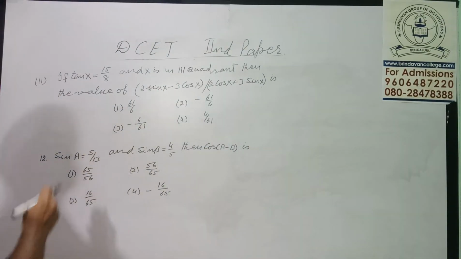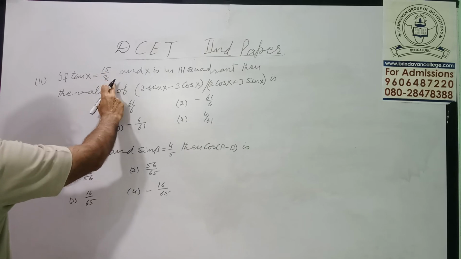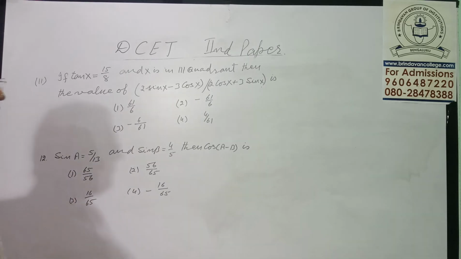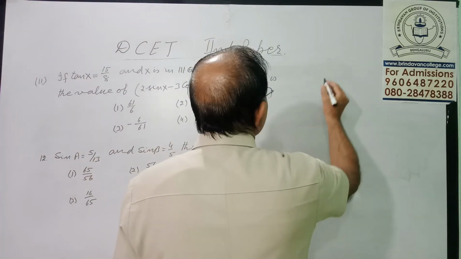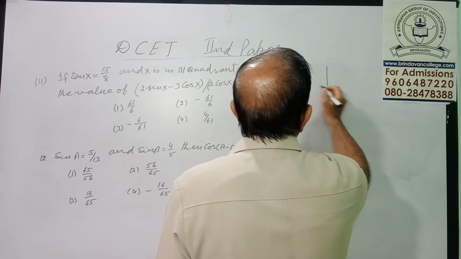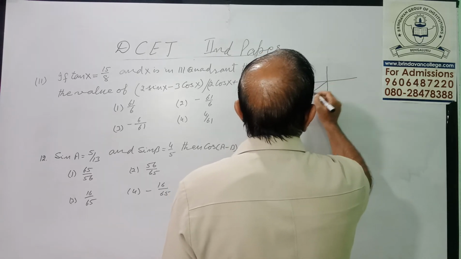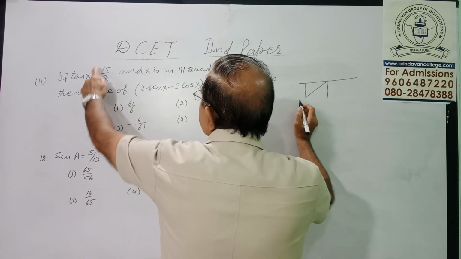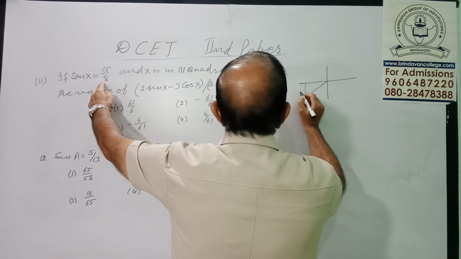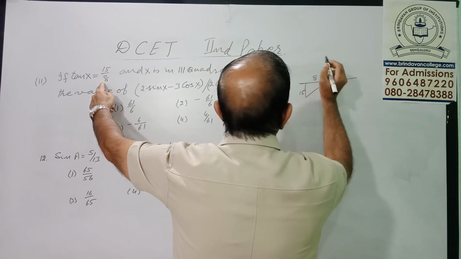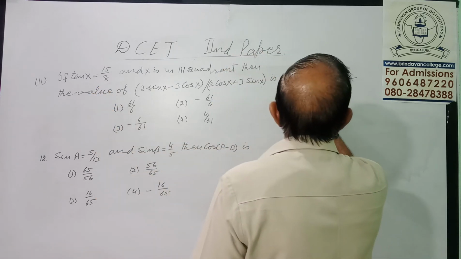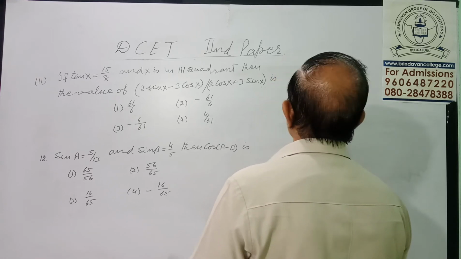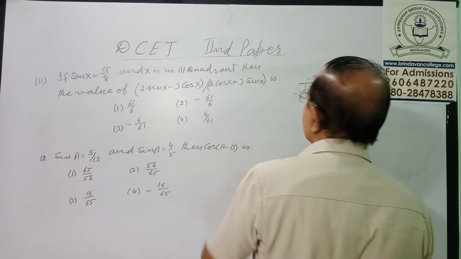Now 11th sum. tan x is given to be 15 by 8 and x is in the third quadrant, then the value of the given fraction is required. See how you will do it. Angle is given in the third quadrant, so draw here the triangle. Tan is p by b. P 15, b 8. Now 8 is towards left, 15 is downward. It means both are minus. So in third quadrant your figure will come out to be this.